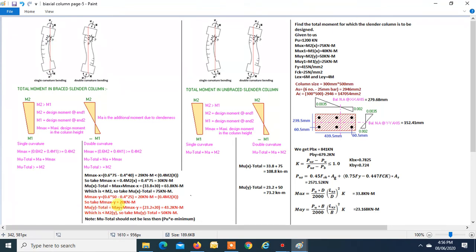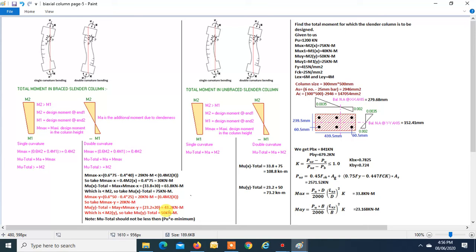MUY total is MAY, so 23.2 plus Max y, that is 20, right? That is 43.2. Now MU total should be greater than M2, but it is not greater than M2 because M2 is 50. So we'll take MU total as 50. So this is how we get the moment about the minor axis.